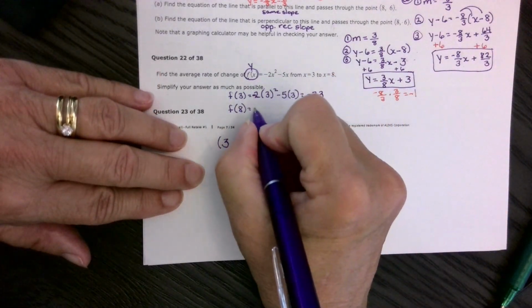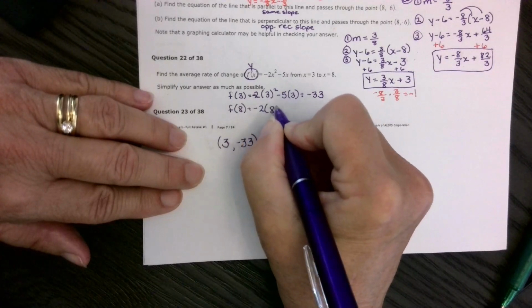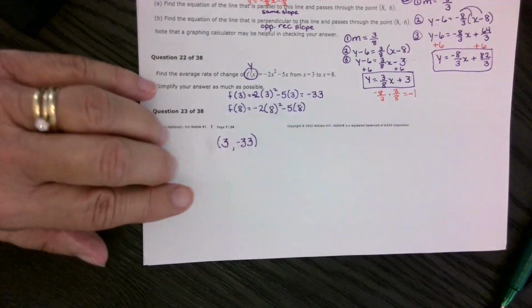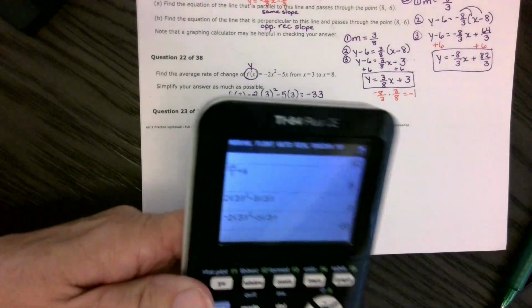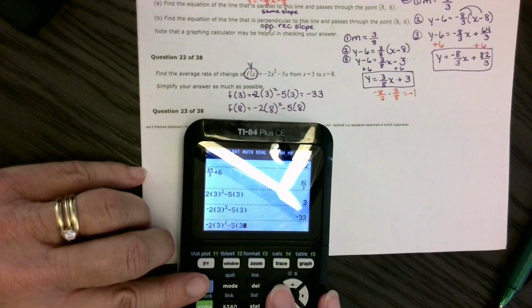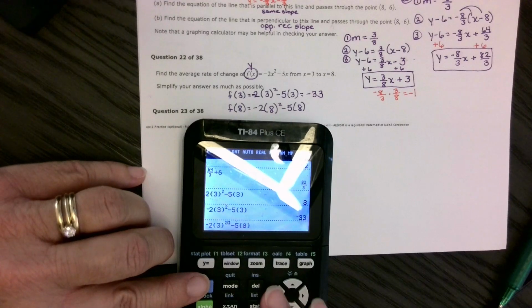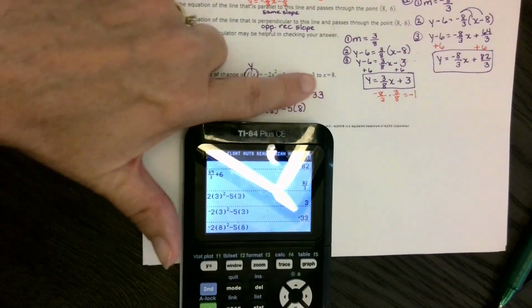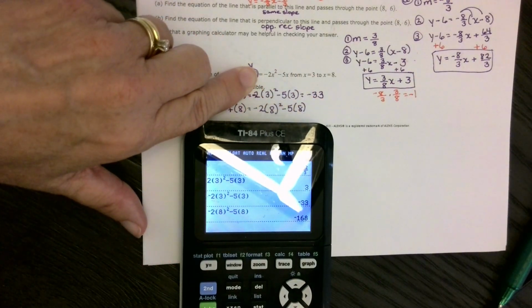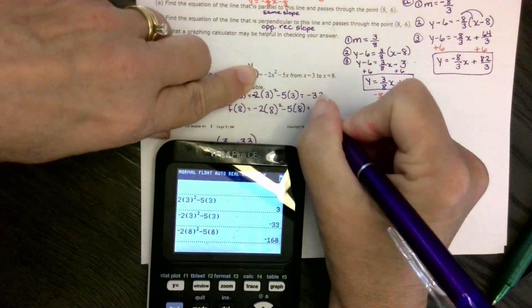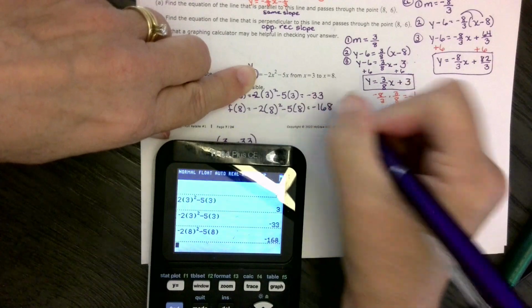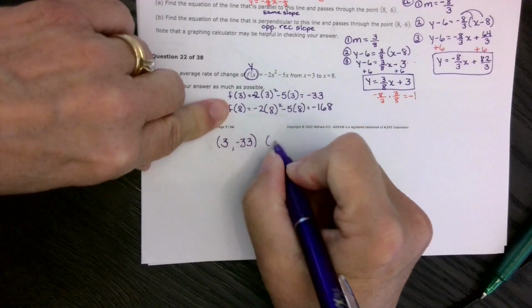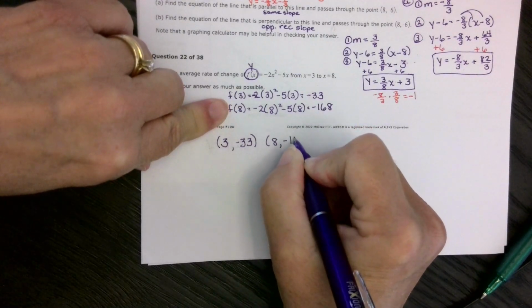Okay, so we're now going to do negative 2 times 8 squared minus 5 times 8. And again, you do not have to do this in your head. You can plug this in wherever. Now you can store it. I didn't do it this time. But you can store 8 under X and then just plug it in like that. And you're going to get negative 168. Okay, so this one here is the point 8, negative 168.